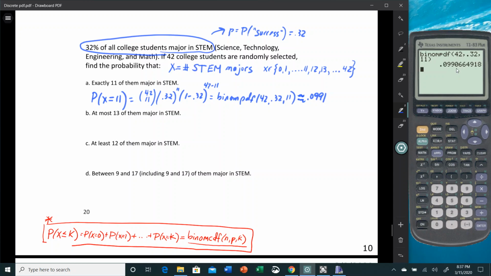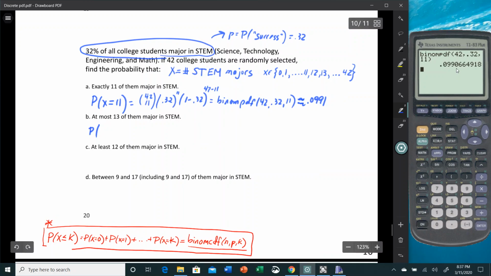So at most 13 is an inequality. We want the probability at most 13, which is 13 or fewer. So we want the probability x is less than or equal to 13. That's why I have put this already here for you to take a look at. If you want the probability x is less than or equal to some particular value, that's going to be equal to the probability that the random variable takes on all the values less than or equal to the one specified.